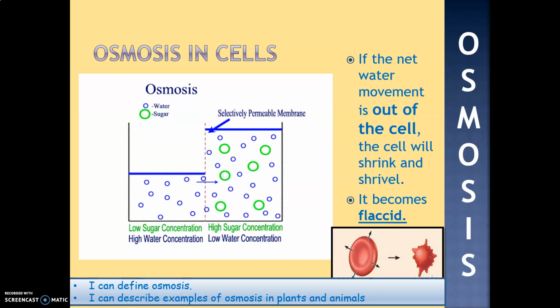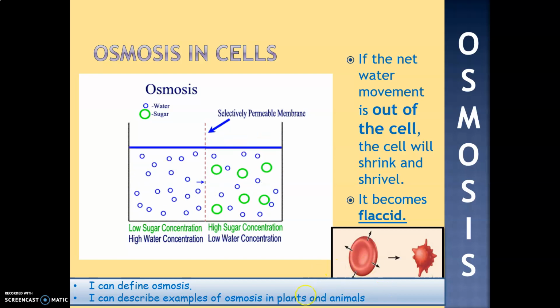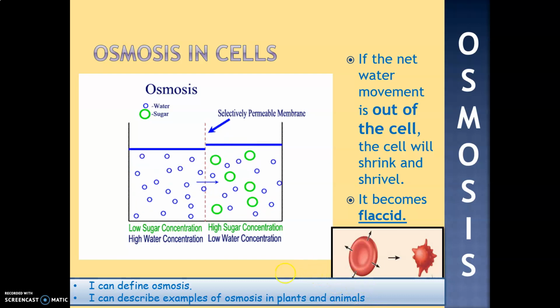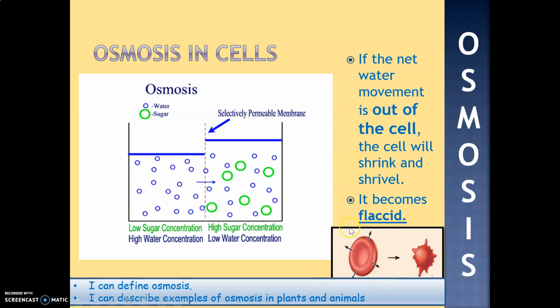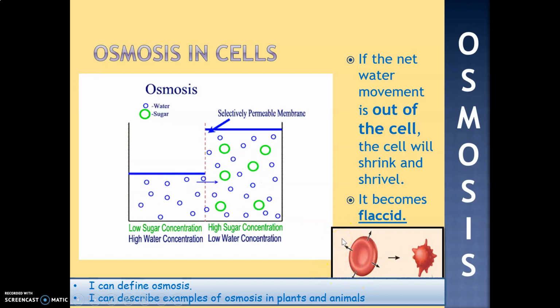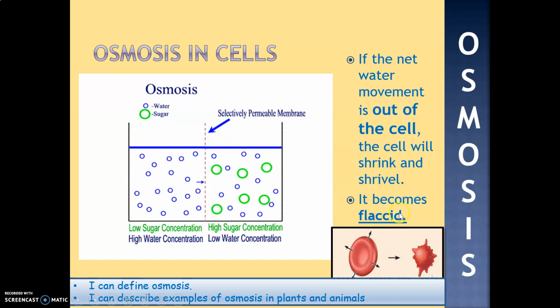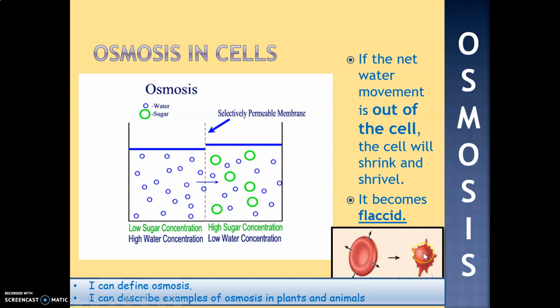Water will leave the cell, which will be what? Which we have high water concentration. So the water will leave the cell that has got high water concentration and then move into the surrounding environment that has low water concentration. So the cell would what? Shrink and shrivel, and then we say it will become what? Flaccid. It will become flaccid.